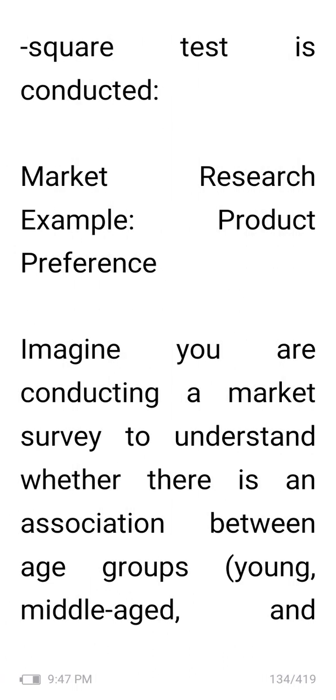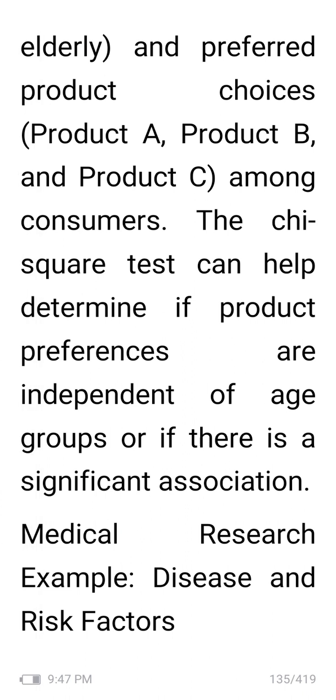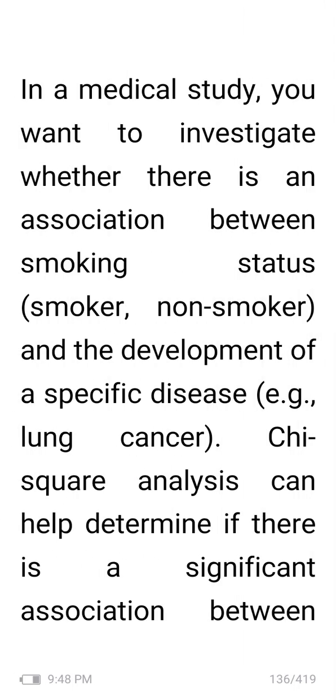Market research example, product preference. Imagine you are conducting a market survey to understand whether there is an association between age groups, young, middle aged, and elderly, and preferred product choices, product A, product B, and product C among consumers. The chi-square test can help determine if product preferences are independent of age groups or if there is a significant association.